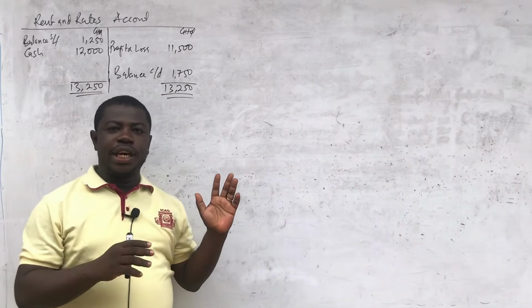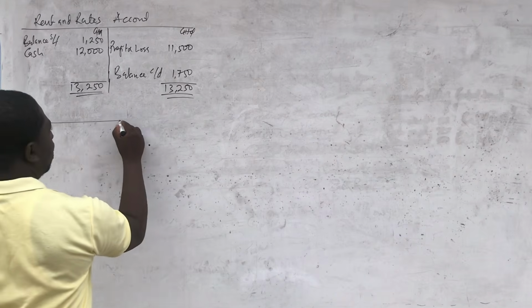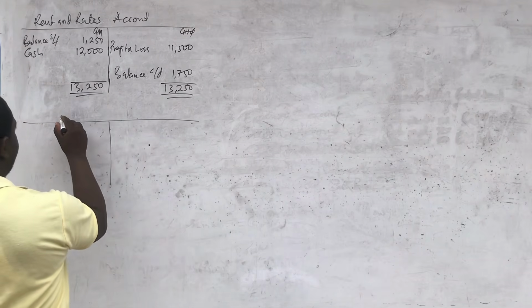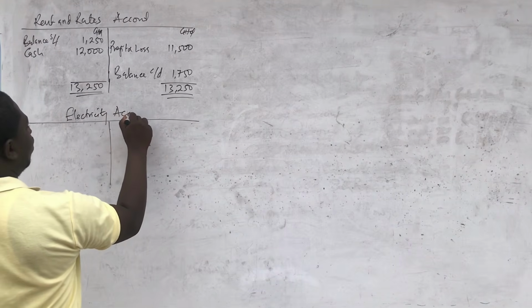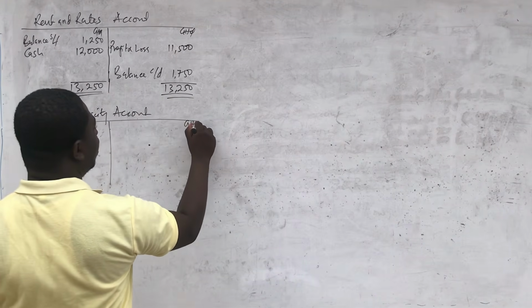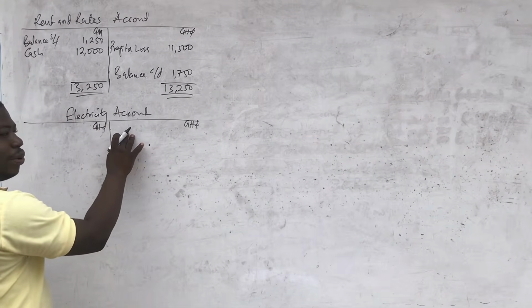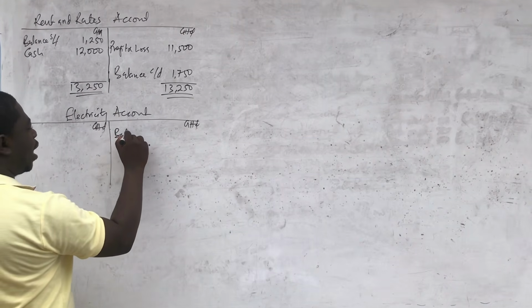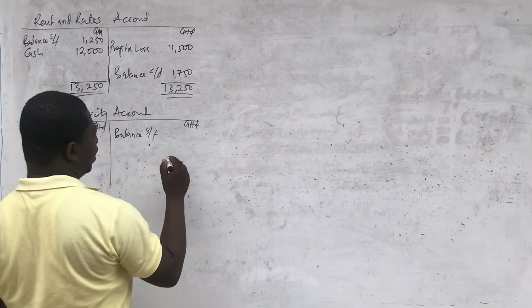Now, following the same procedure, we are going to prepare the electricity account. So, electricity account. Now, this time, the opening balance for electricity was an owing, and so it's going to begin on the credit side. But if it was a prepayment, it would have come to the debit side.